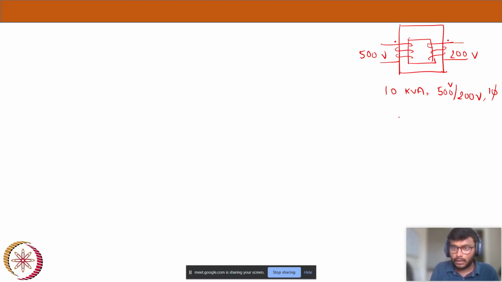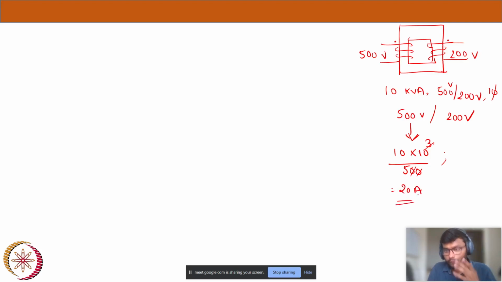Once we know the ratings of the transformer, we can easily calculate the rated currents at each winding. Now let's calculate the rated currents, at 500 volts and 200 volts. At this winding, what will be the rated current? It's a 10 kVA transformer, so kVA divided by voltage will give you the rated current. And how much is this? 20 amps. So on the HV side we have 20 amps.